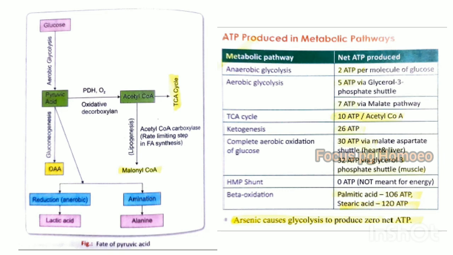So in the process of anaerobic glycolysis, 2 ATP per molecule of glucose are produced. In aerobic glycolysis, 5 ATP by the glycerol 3-phosphate shuttle and 7 via the malate pathway are seen. In the TCA cycle, the total number of ATP produced is 10. In ketogenesis, 26 ATP. In aerobic oxidation of glucose, 30 ATP via the malate shuttle and 32 by the glycerol 3-phosphate shuttle. By the HMP shunt, remember the answer is 0. There is no ATP or energy produced in this shunt.